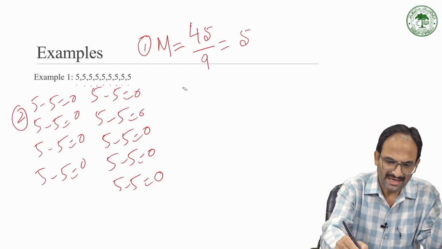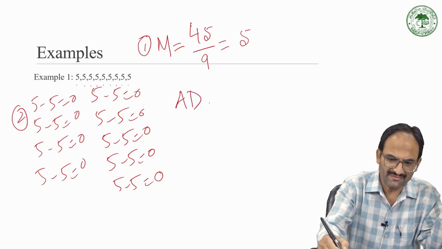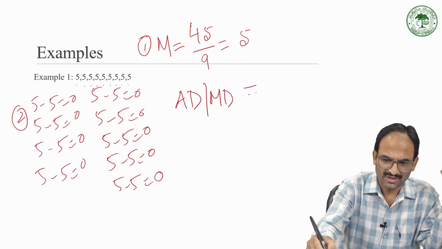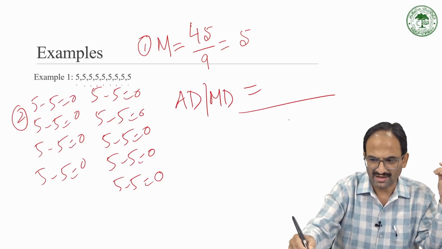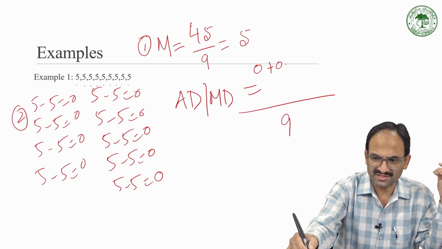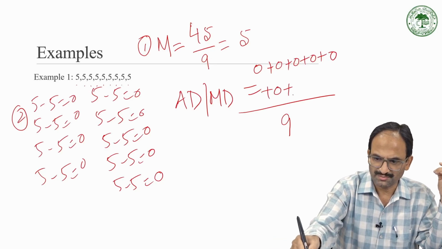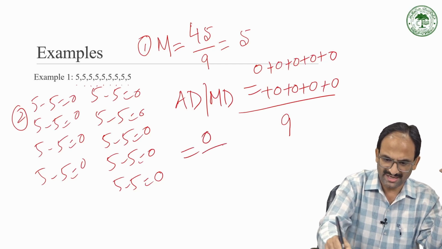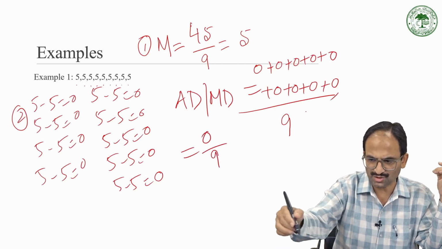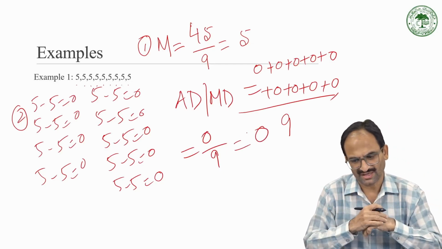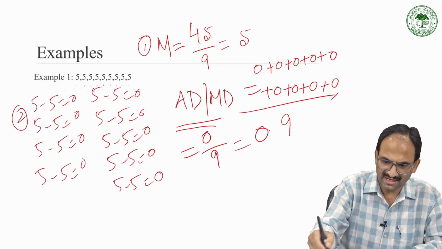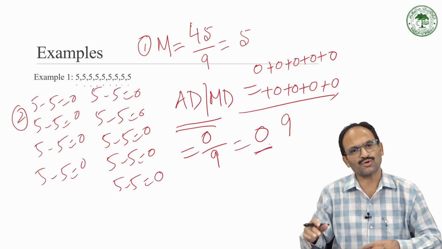So, now average deviation or mean deviation will be equal to the sum of all these deviations divided by 9. So, 0 plus 0 plus 0 plus 0 plus 0 plus 0 plus 0 plus 0 plus 0 divided by 9. So, finally 0 by 9. So, finally you are getting a 0. So, average deviation or mean deviation in this case comes out to be 0.